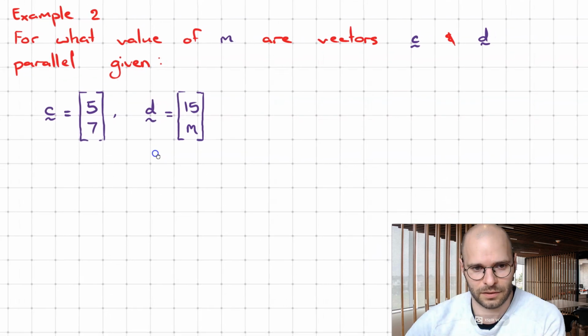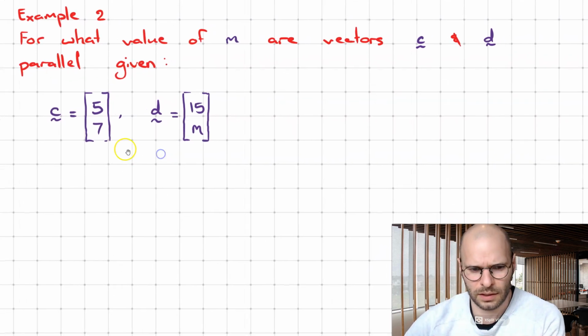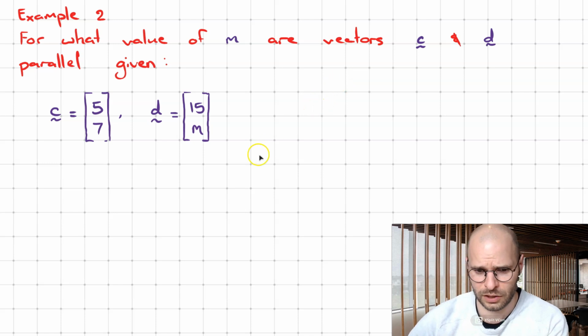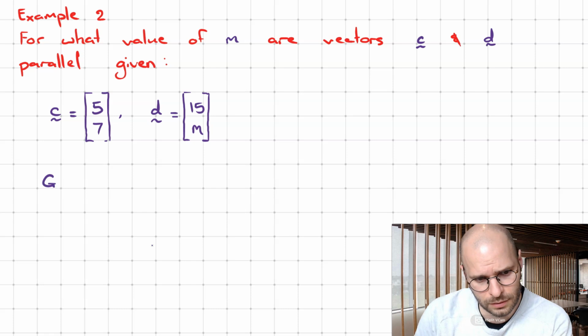Let's look at a different example. Example 2. For what value of m are vectors c and d parallel, given that vector c is (5, 7) and vector d is (15, m)? So this is for what value of m. We can assume that these vectors are going to be parallel.